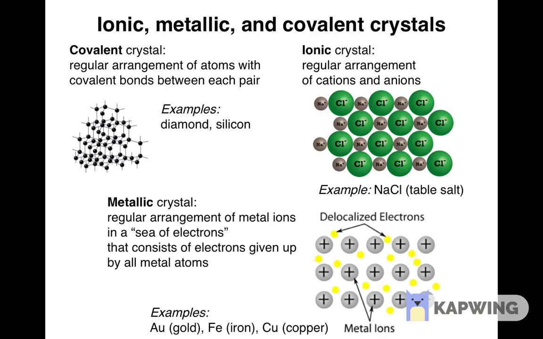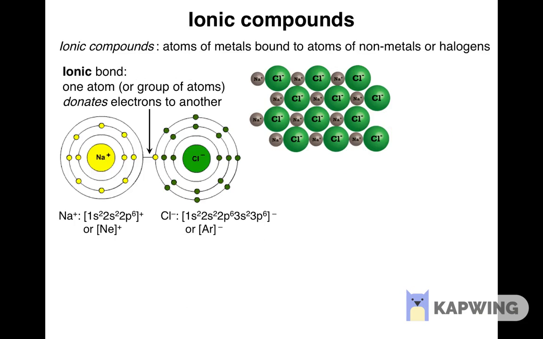Because the total number of electrons in the ionic crystal is the same as the total number of protons, electrons are simply transferred from metal atoms to non-metal or halogen atoms. Ionic crystals are overall electrically neutral. A typical ionic crystal is sodium chloride, table salt. Table salt consists of sodium cations and chlorine anions at a 1:1 ratio.